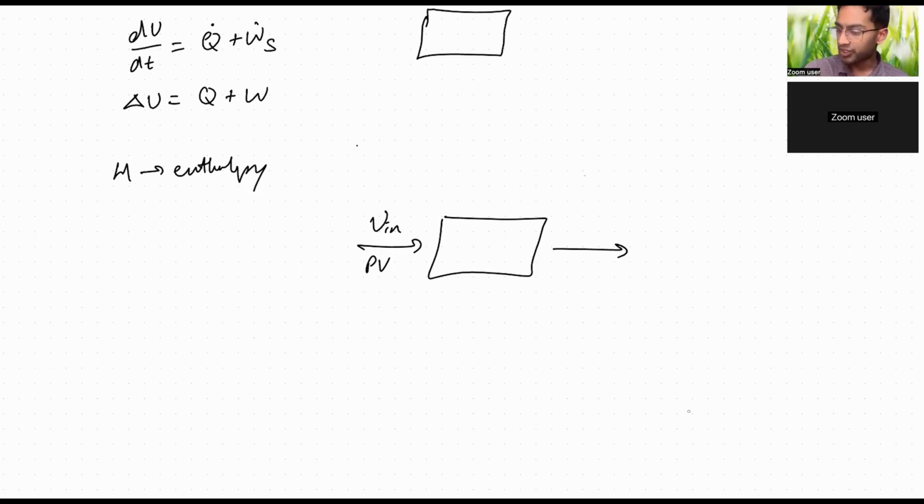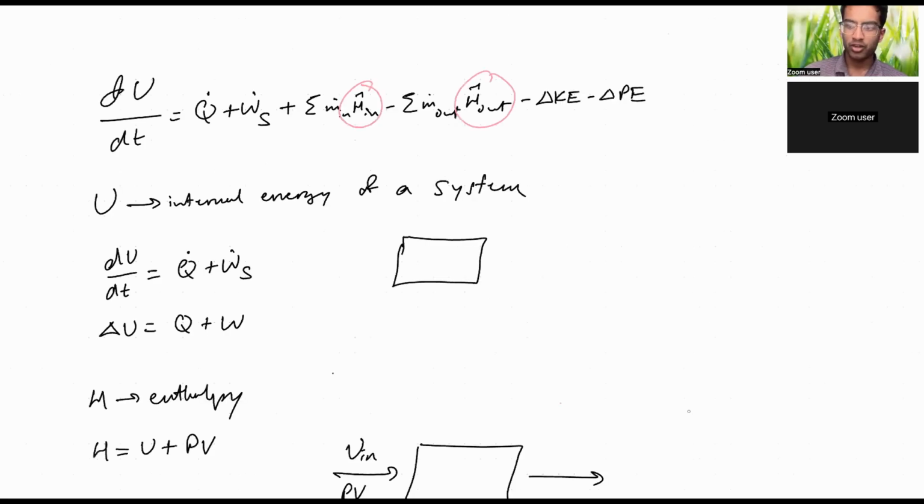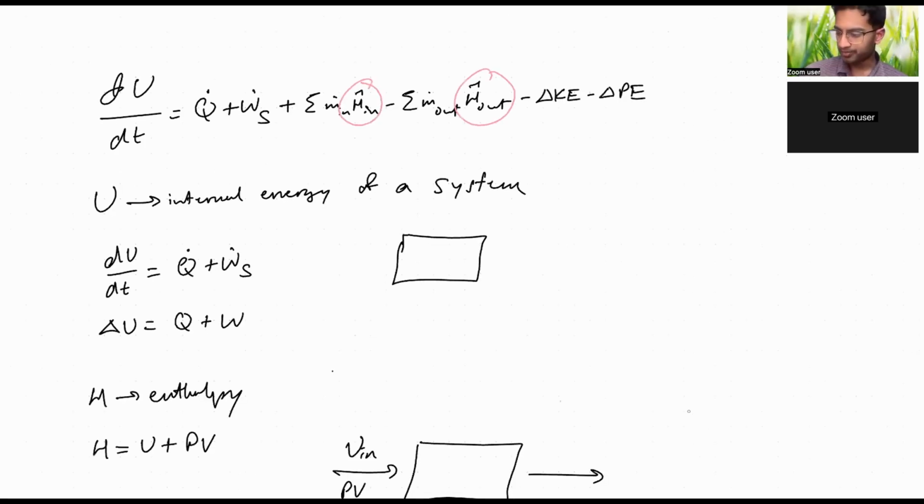So the total energy that the fluid brings into the system is not just its internal energy, but also the flow work, PV, which is where we get our equation H equals U plus PV, which is why H appears in that flow term of the energy balance, as we saw before, these flow terms, and not in the overall energy balance.